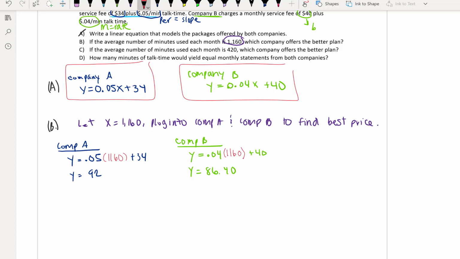So you're really comparing between $92 and $86.40. Which one would you rather pay? Well, you'd rather pay the one that's cheaper. So that would be the best deal. So I'm going to say company B is the better deal for when you have 1,160 minutes.